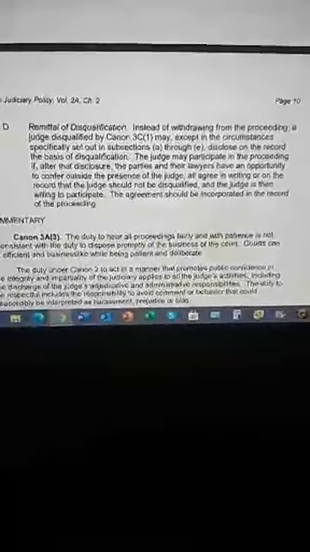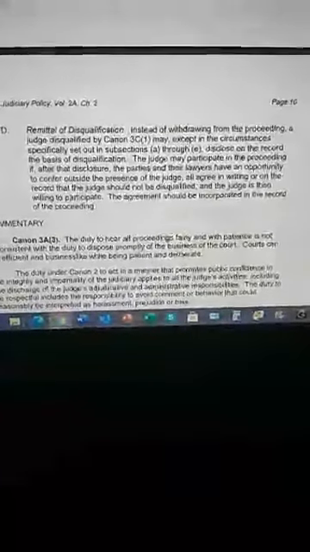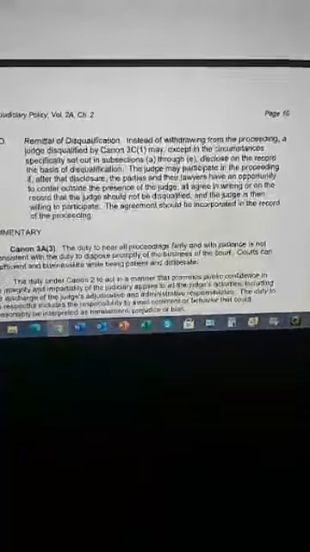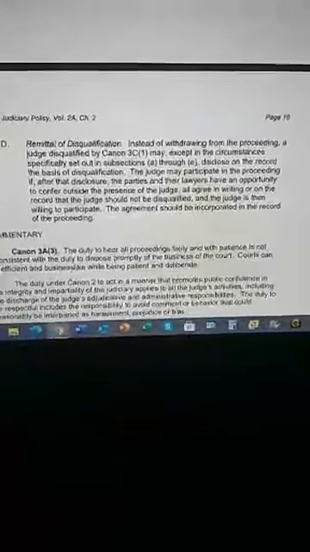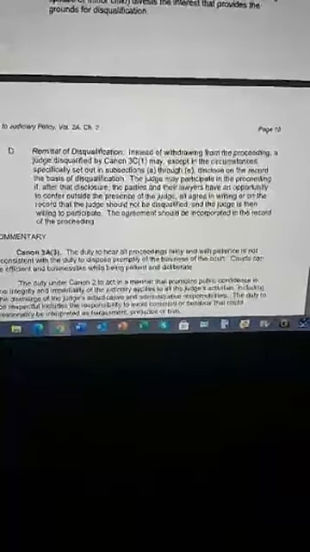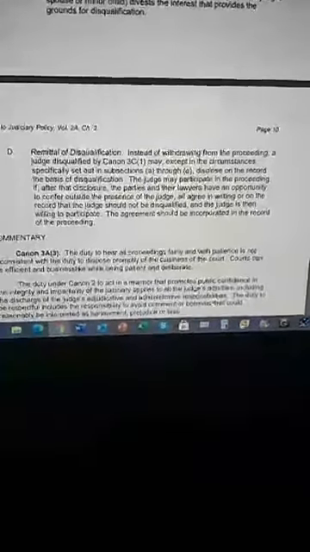Instead of withdrawing from the proceeding, a judge disqualified by Canon 3C1 may accept, in the circumstances specifically set out in subsections A through E, disclose on the record the basis of disqualification. The judge may participate in the proceeding if, after that disclosure, the parties and their lawyers have an opportunity to confer outside the presence of the judge, all agree in writing or on the record that the judge should not be disqualified, and the judge is then willing to participate. The agreement should be incorporated in the record of the proceeding.